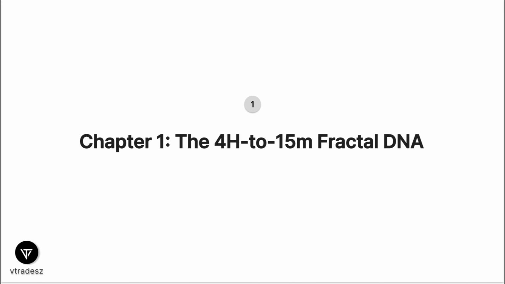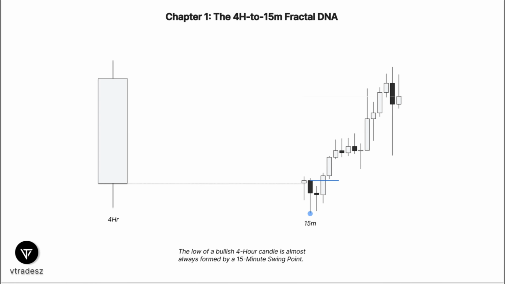When you see a 4-hour candle forming a wick, that isn't just a line on the screen. On the 15-minute chart, that wick is an entire downtrend. It is a series of lower lows and lower highs, moving into a key level. This is what we call protraction.